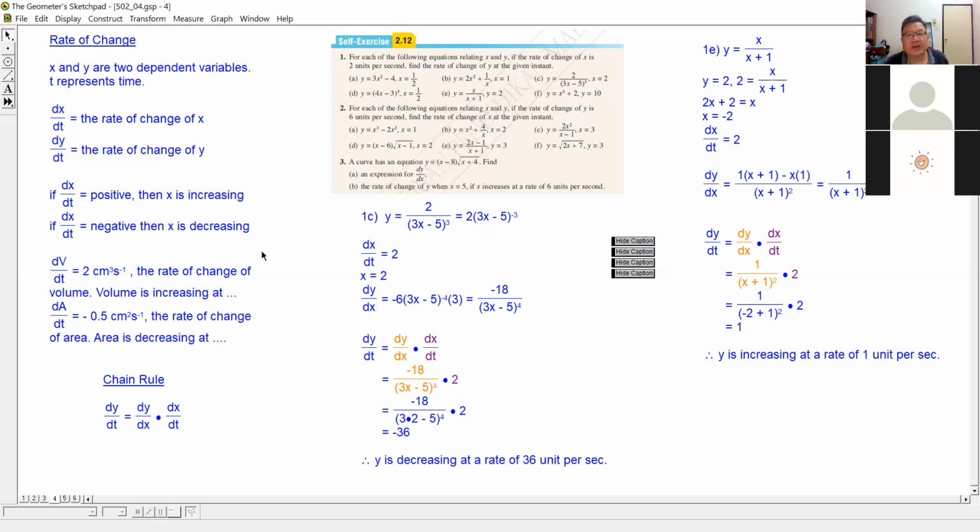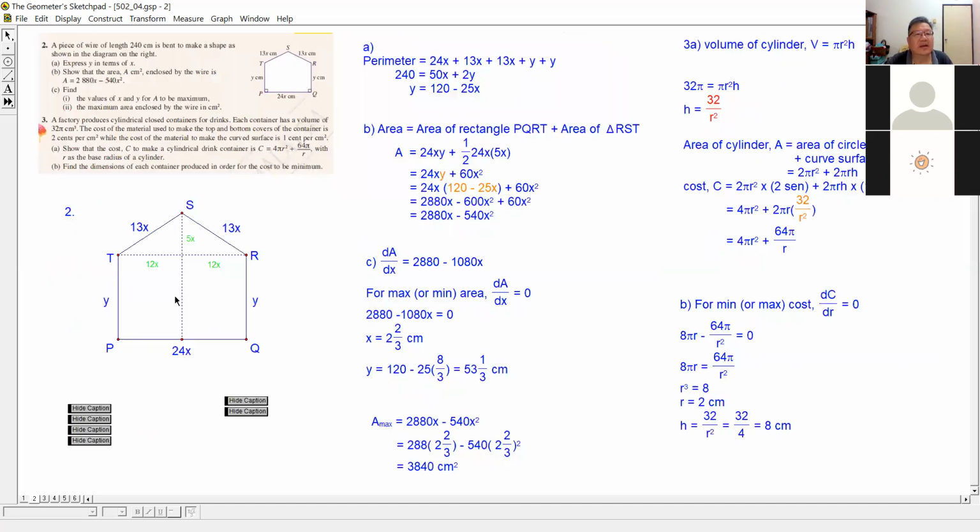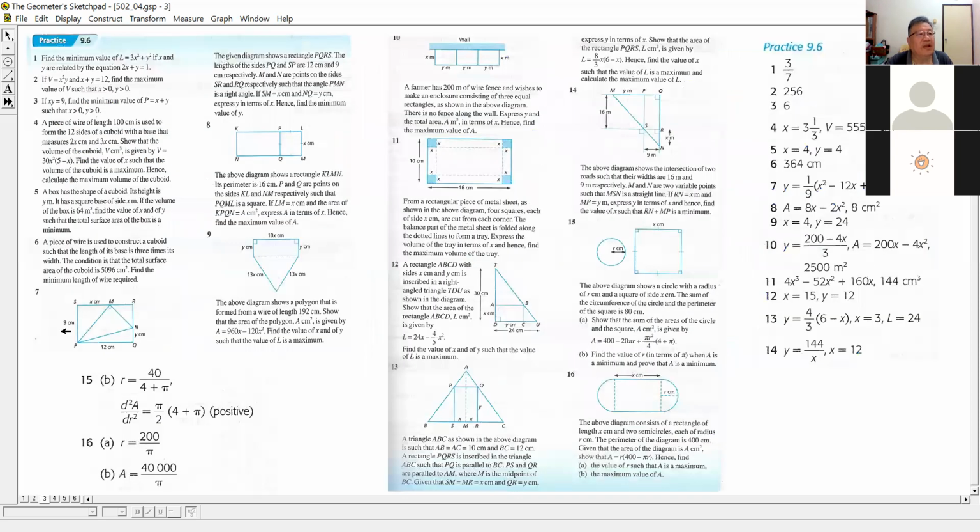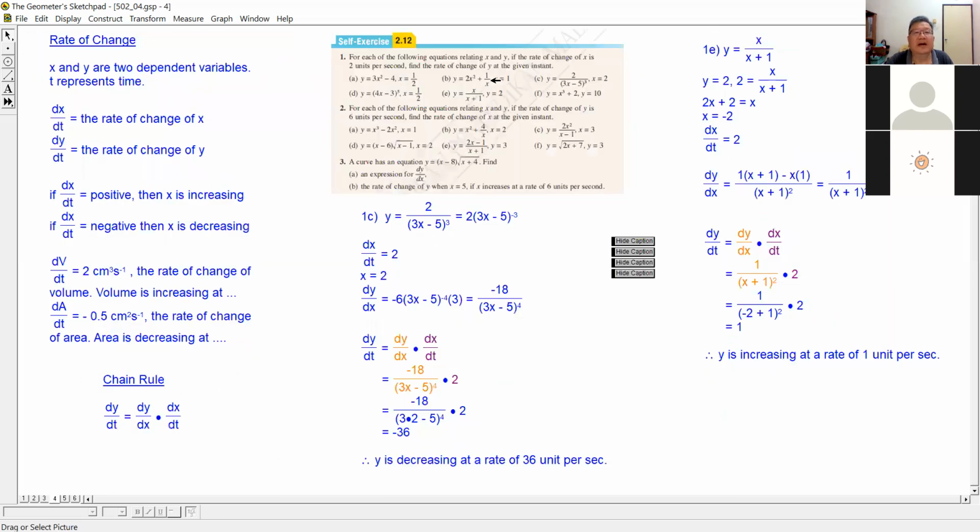So what is your homework today? Homework today is this one, application of maximum minimum. You cannot do all, never mind, you just do bit by bit. Then this exercise. Now these are actually X and Y. They don't have the application yet. Now the next exercise is the application, right?